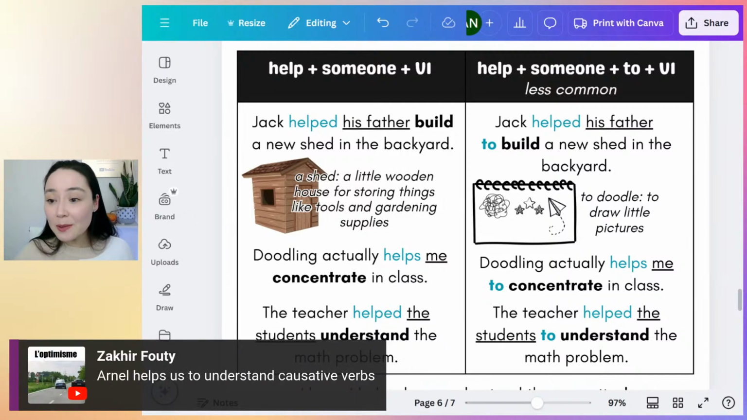Zakir, Arnel helps us to understand causative verbs. Yes, I hope this lesson is helping you. I know it's not an easy topic.